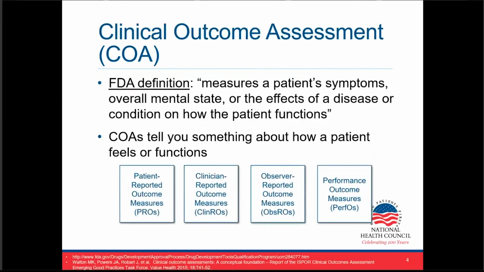So just a reminder that clinical outcome assessment is an umbrella term, and FDA defines it as any measure of a patient's symptoms, overall mental state, or the effect of a disease or condition and how the patient functions. And recall that in FDA language, a COA tells you something about how a patient feels or functions, and it can be a patient-reported outcome measure, a clinician-reported outcome measure, an observer-reported outcome measure, or a performance outcome measure. And so again, the focus for today will be on observer-reported outcome measures.